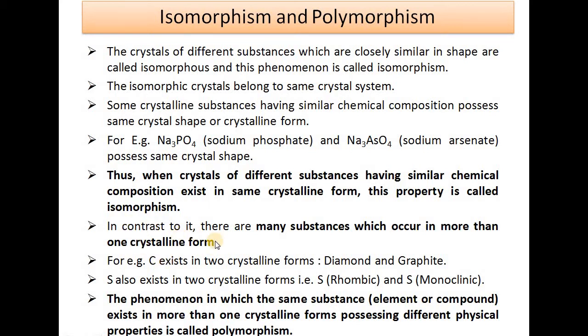Now in opposite to it, in case of many substances, more than one crystalline form is possible. For example, carbon exists in 2 crystalline forms, diamond and graphite. Sulfur also exists in 2 crystalline forms, sulfur rhombic and sulfur monoclinic. So such type of substances which can exist in more than one crystalline form are known as polymorphic compounds and show polymorphism.